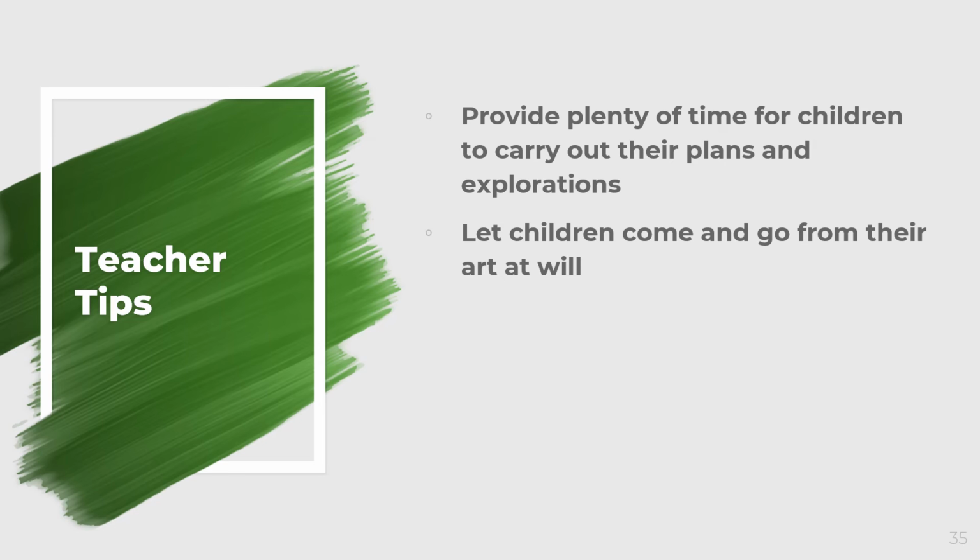Next one is let children come and go from their art at will. So the experiences that we looked at just now were things that a teacher would introduce on a day. Today we're going to paint with corn on the cob. So the teacher would introduce that, and we want to make it such that children can come and do a little bit, then they can go do something else, then they can come back and do more. It's just one of the different activities that are available to them.